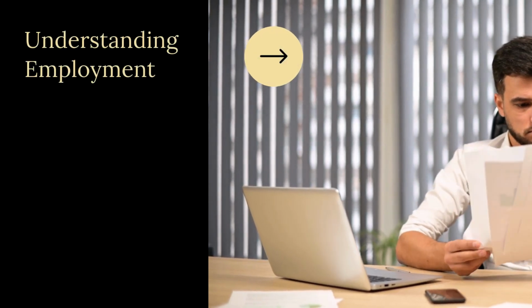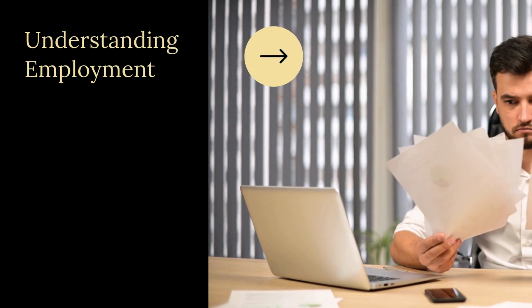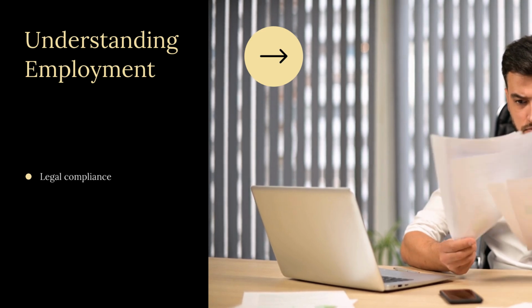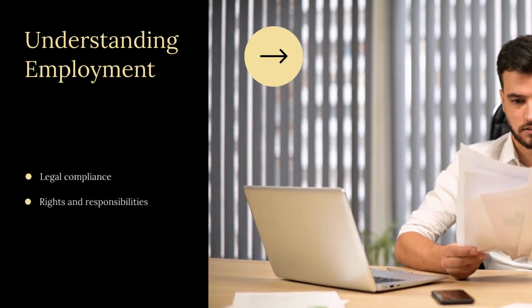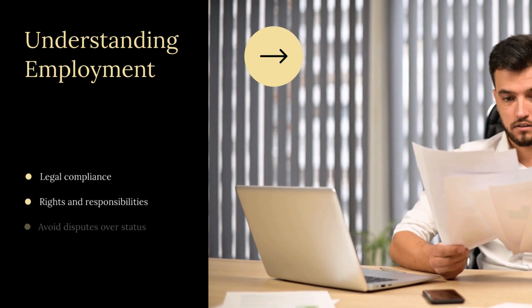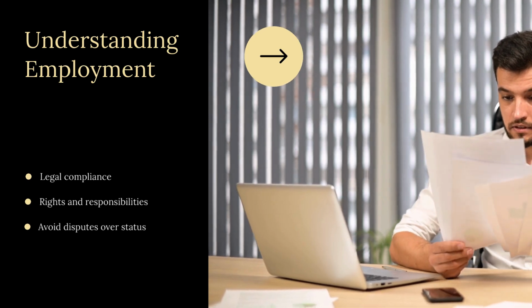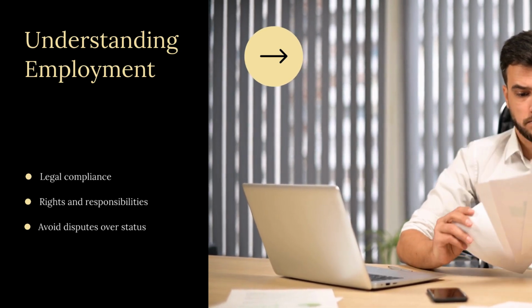Understanding employment status ensures legal compliance. It clarifies rights and responsibilities for workers. Clear definitions help avoid disputes over misclassification. This is crucial in the gig economy, involving companies like Uber. Accurate classification protects both employers and employees.